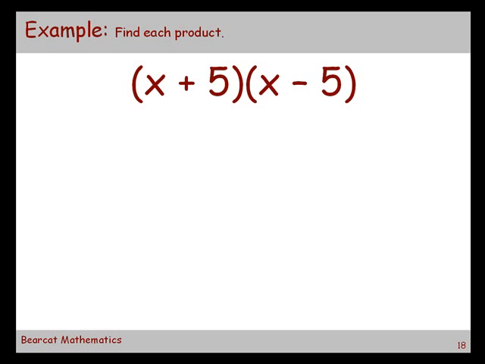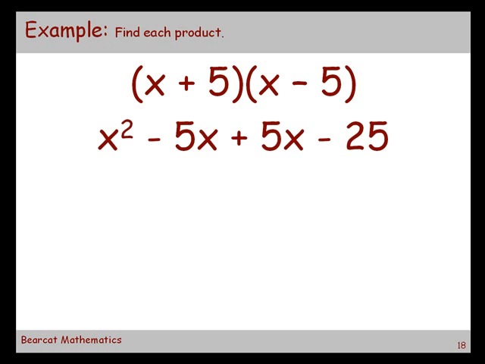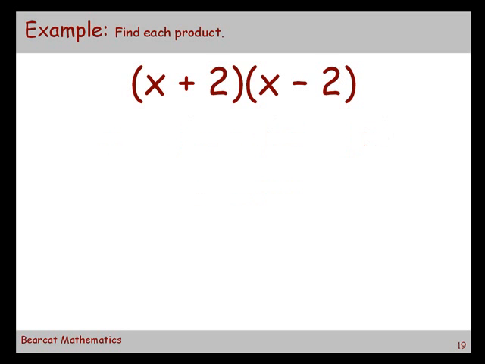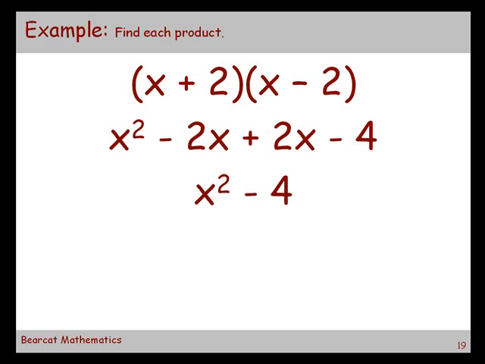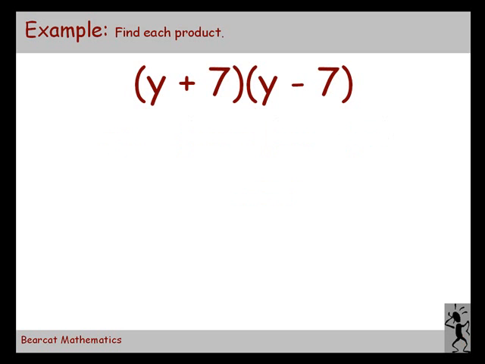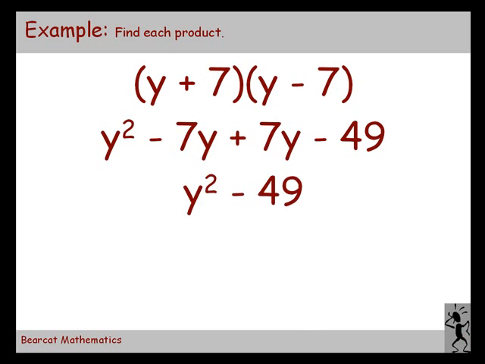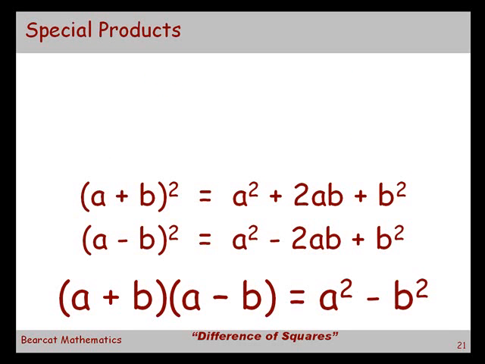Notice what happens here. You're going to get a negative 5x and a positive 5x in the middle. Those are going to zero out. It's just going to leave you the ends. It's going to give you the x squared minus 25. What's the x plus 2 times x minus 2 going to end up being? X squared minus 4 is where it's going to end up. Okay? Y plus 7 times y minus 7 should be... Okay? So at this point, we've got a new pattern.